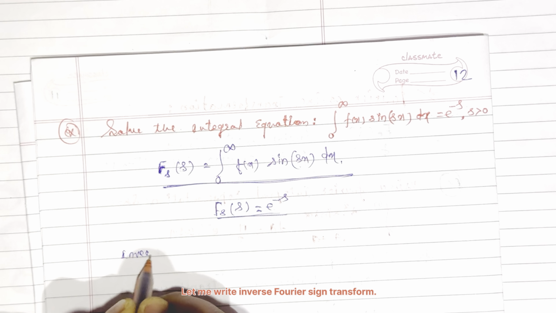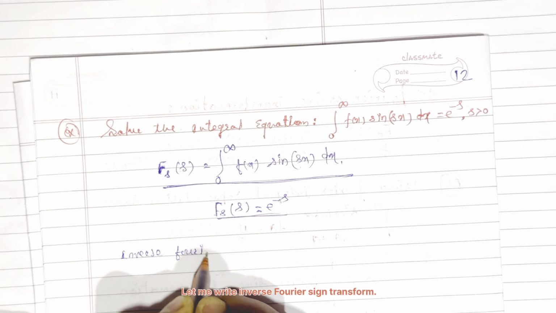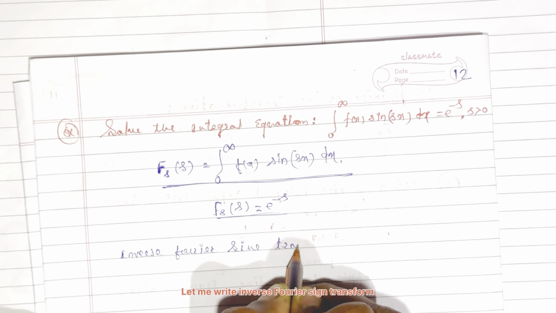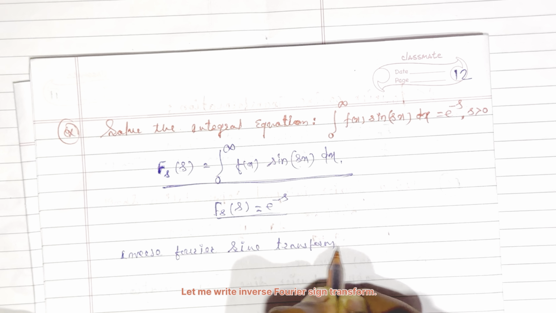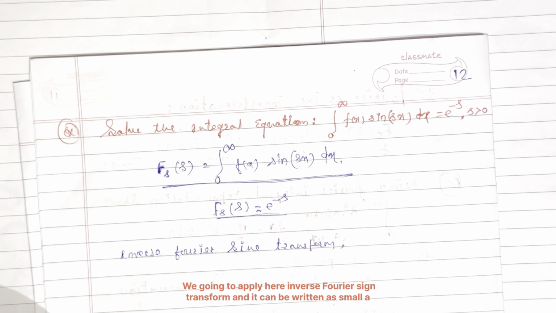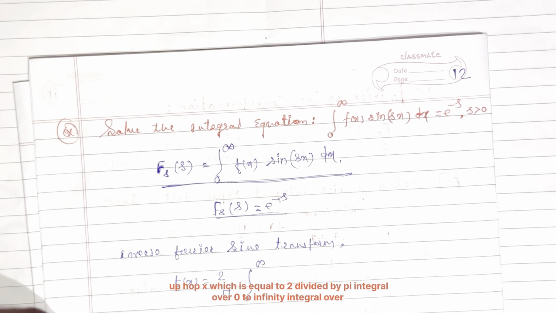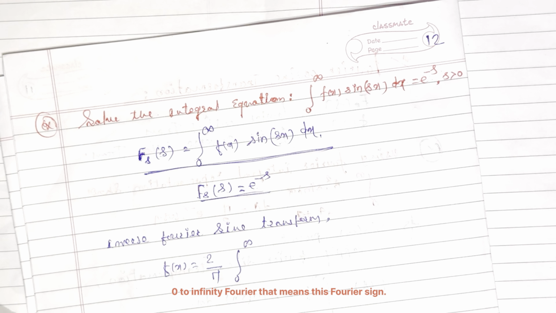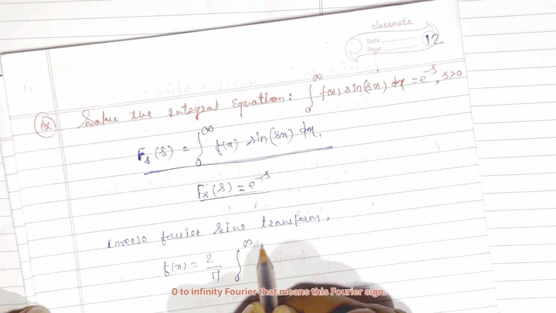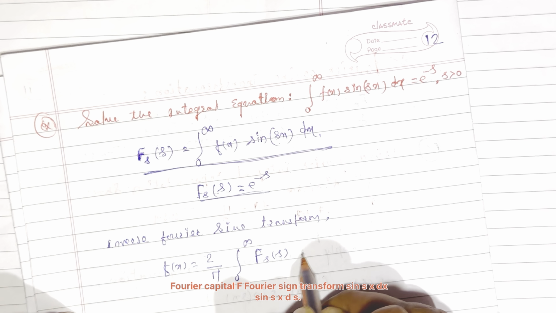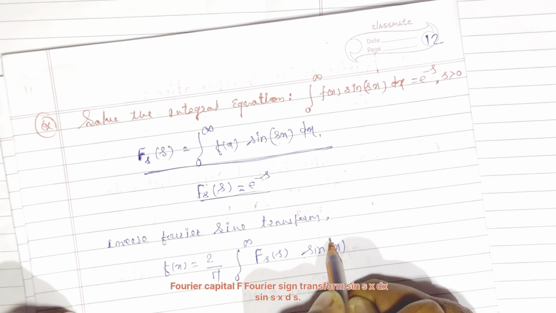Let me write the inverse Fourier sine transform. We are going to apply it here, and it can be written as small f of x equal to 2 divided by pi times the integral over 0 to infinity of the Fourier sine transform, capital F, times sin sx ds.